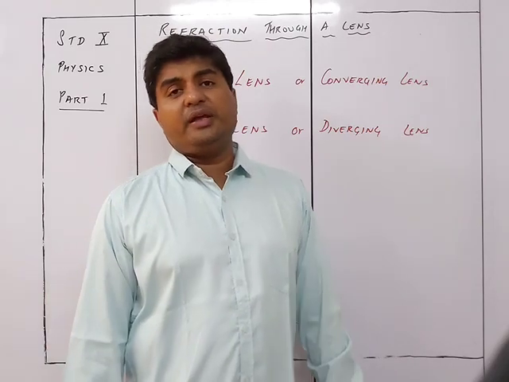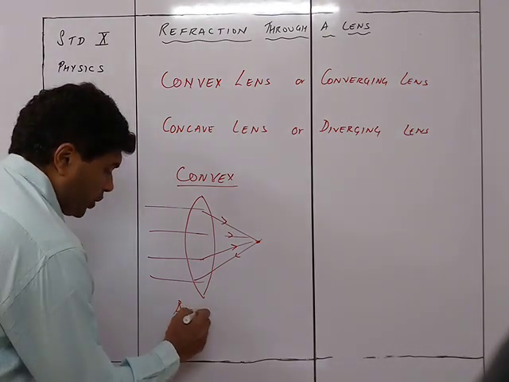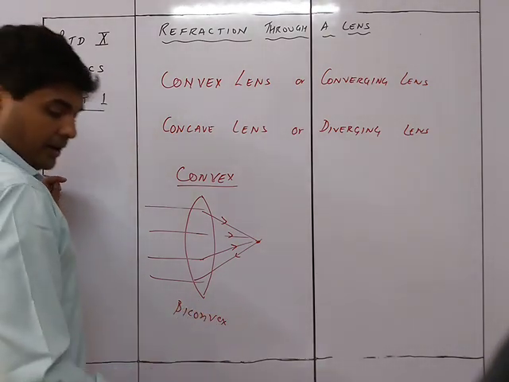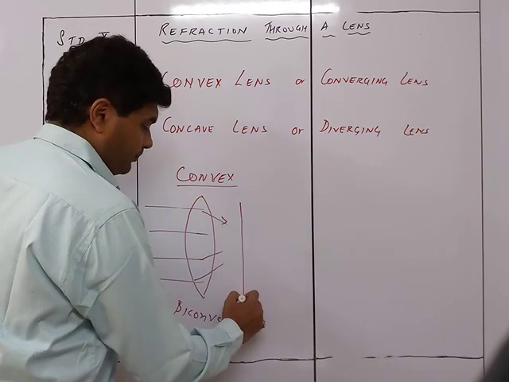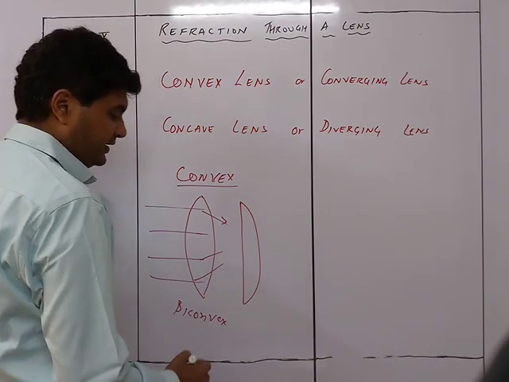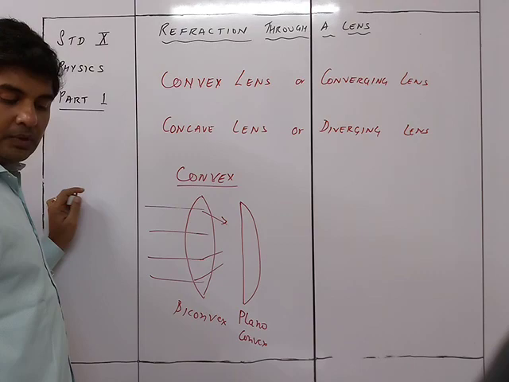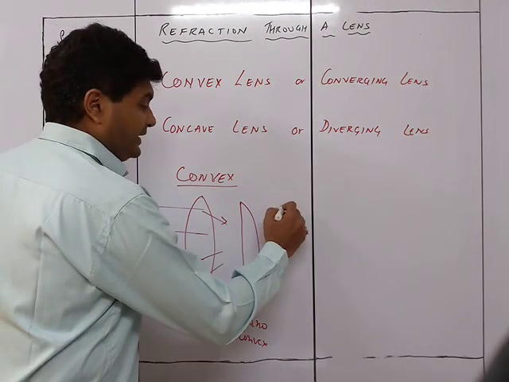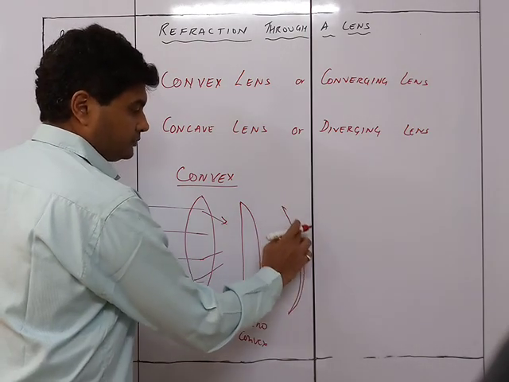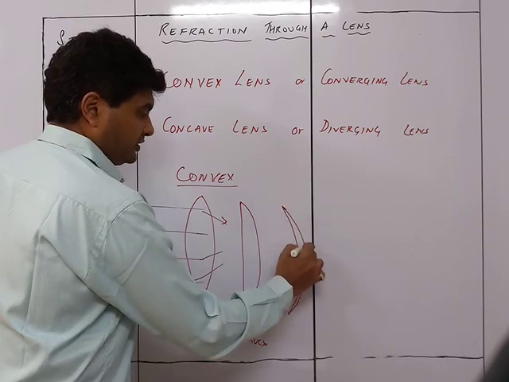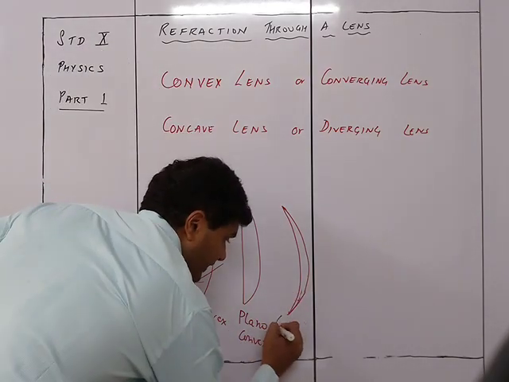Now, there could be three kinds of convex lenses. One is this one, which is a biconvex lens. The other one could be such that it has one end flat and the other end bulging. This is called a plano convex lens. And the third one is where one side is bulging out and the other side is dipping inside. Here this is bulging out and this is coming inside. This is called a concavo convex lens.